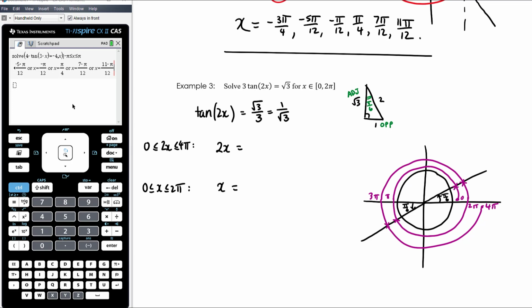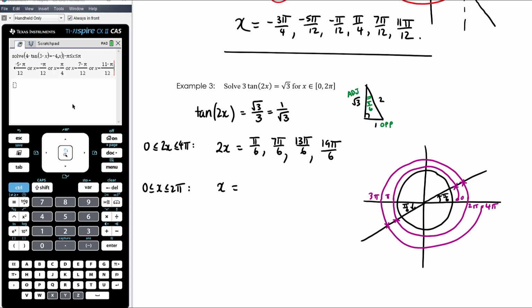The first solution is 0 plus pi on 6. The next solution is pi plus pi on 6, so that is 7 pi on 6. The next one is 2 pi plus pi on 6. 2 pi is 12 pi on 6, plus another pi on 6 is 13 pi on 6. And the final one is 3 pi plus pi on 6. 3 pi is 18 pi on 6, plus another pi on 6 is 19 pi on 6.